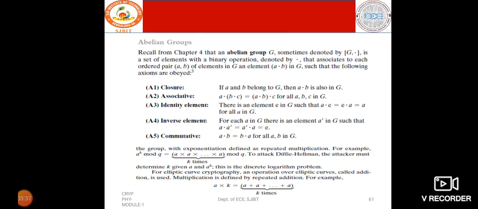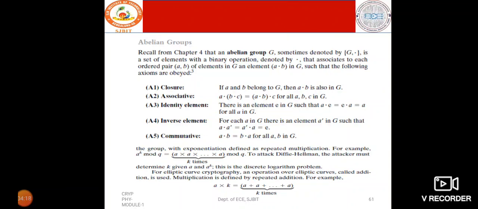For elliptic curve cryptography, an operation over elliptic curves called addition is used. Multiplication is also defined by repeated addition, like a times k, adding a, k times. Where the addition is performed over an elliptic curve, cryptanalysis involves determining k given a and a times k. An elliptic curve is defined by an equation in two variables with coefficients. For cryptography, the variables and coefficients are restricted to elements in a finite field, which results in the definition of a finite abelian group.